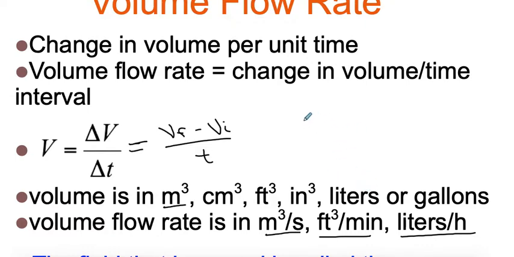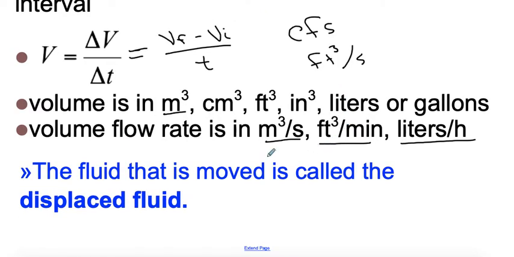You might see every once in a while, maybe if you're a fisherman or something like that, CFS, or if you go look at some kind of a flood control dam, you'll see that. That is cubic feet per second. That's usually what they use to determine the strength or how much water can go through a dam. They're going to use CFS or something like that. So the amount of fluid that is moved is the displaced fluid.